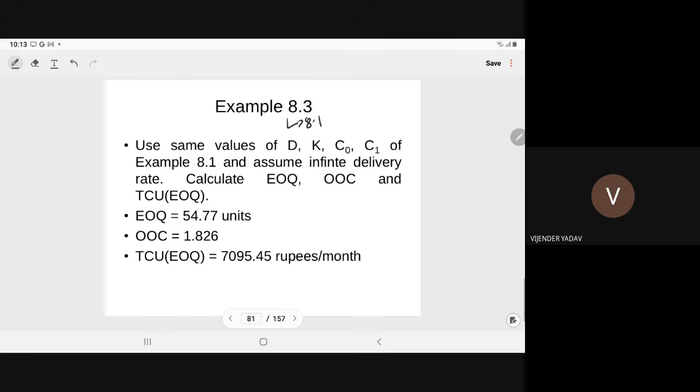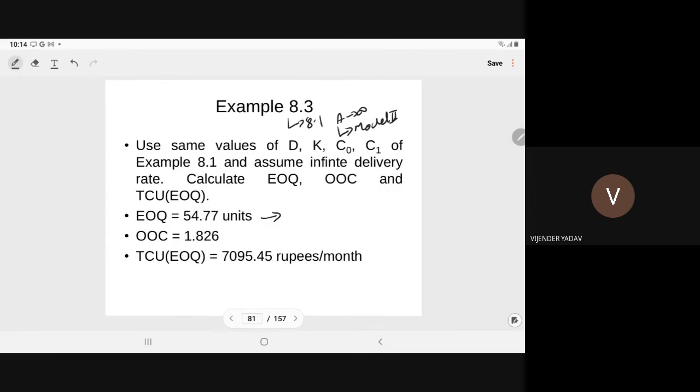In this, you just have to assume a tends to infinity. So if a tends to infinity, this is model second. By the Wilson formula, you can compute the EOQ as 54.77 and OOC as 1.826, and the TCU. I'm not going into the calculation part. You just have to recognize which model we have to use.